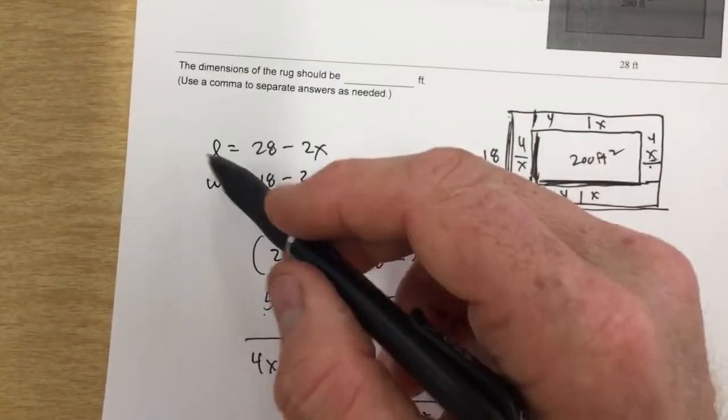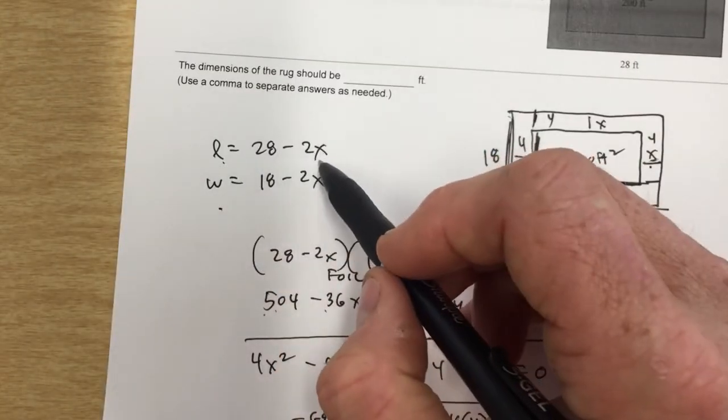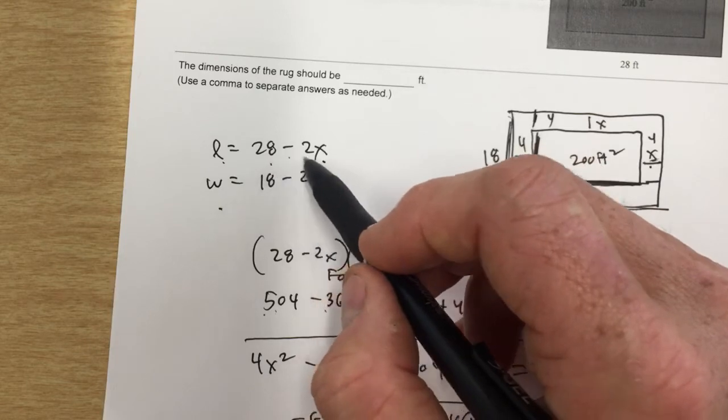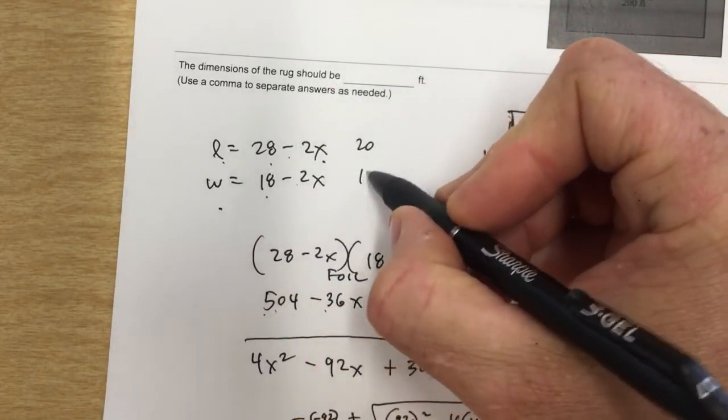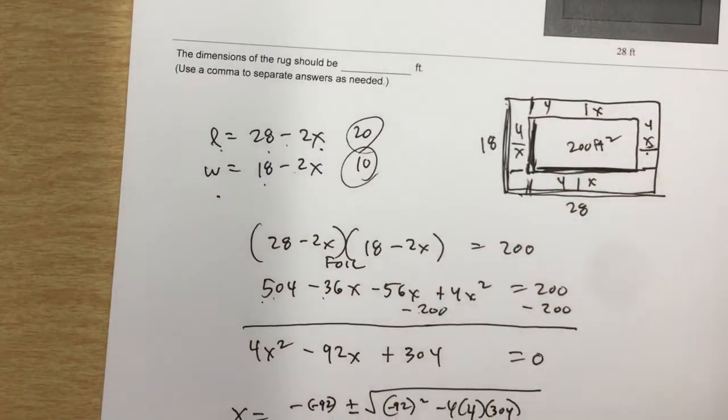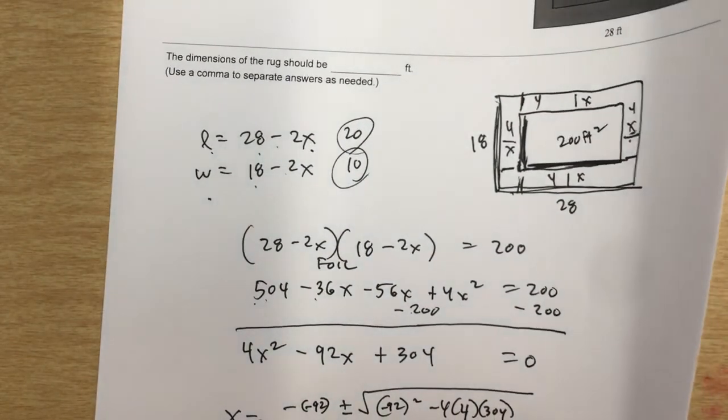All right, well, the question is asking what's the length and the width. So if I put 4 in here for x, 28 minus 8 would be 20. 18 minus 8 would be 10. And there you go. There's your length and your width. Okay.